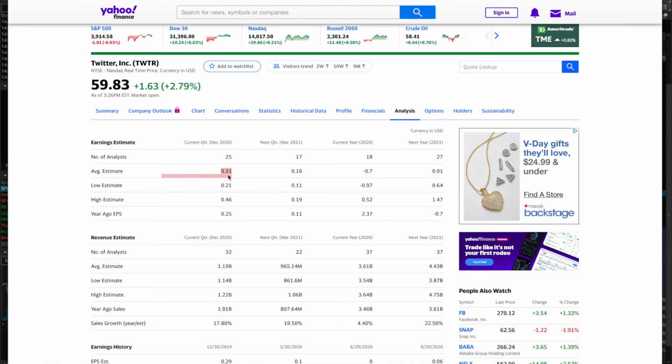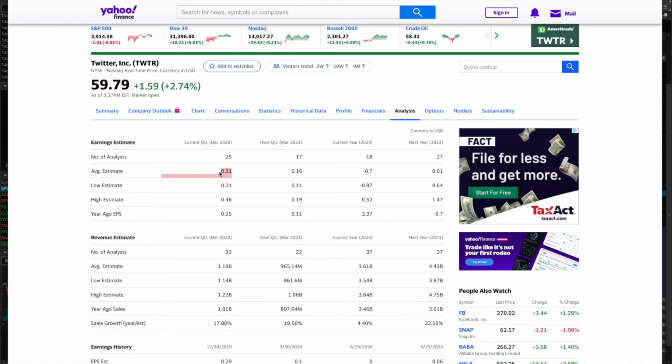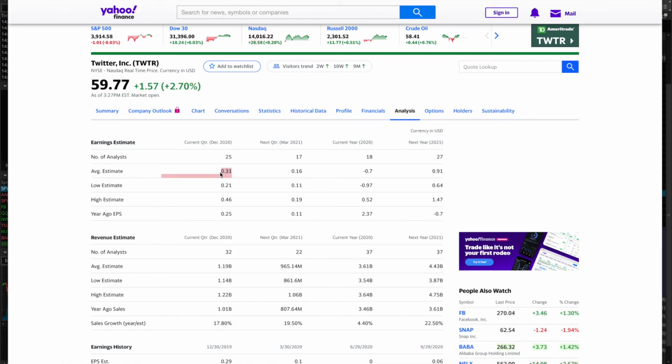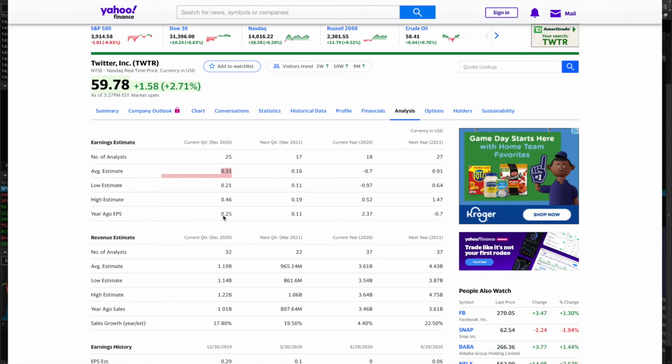This would be the expected earnings per share being projected by the market at this time. You also have a low estimate as well as a high estimate, but using the average, basically in between, is good enough. And you can see the same earnings figures for exactly 1 year ago, and in this case it's 25 cents per share. So Twitter is expected to do a little bit better this year than last year, but really not by much. The difference here is literally 6 cents per share.